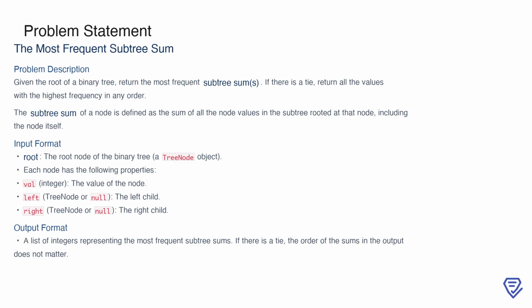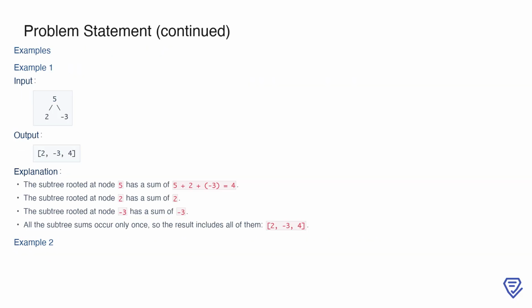sums occur most frequently. If there are multiple sums with the highest frequency, we return all of them in any order. The input will be the root of the binary tree, which is represented as a tree node object, and the output will be a list of integers representing the most frequent subtree sums. To understand the problem better, let's look at some examples.